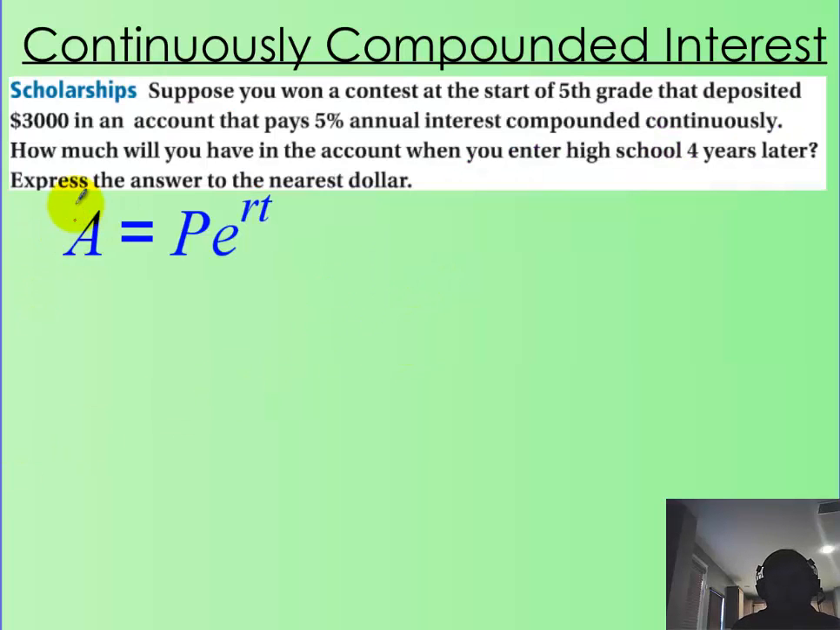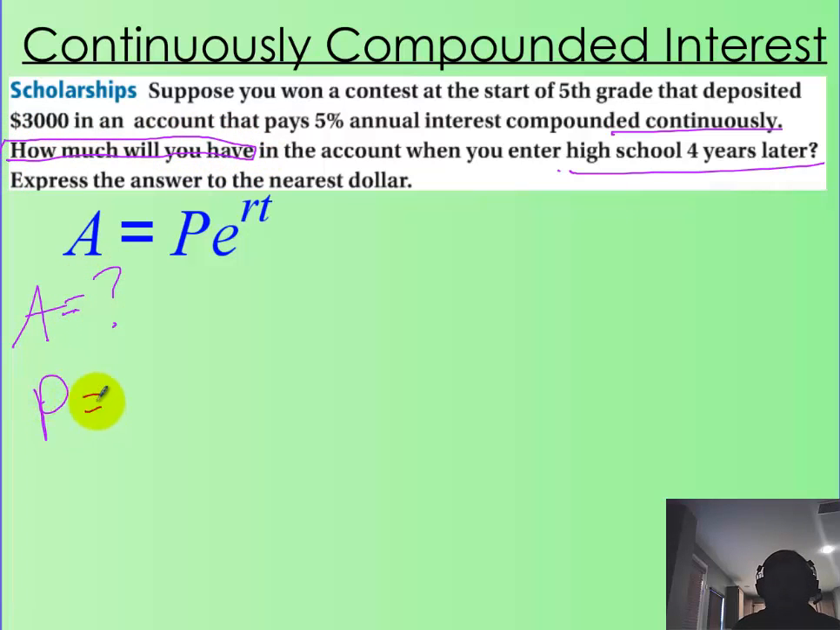Try that problem out. Continuously compounded interest. Suppose you won a contest at the start of 5th grade that deposited $3,000 in an account that pays 5% annual interest compounded continuously. How much will you have in the account when you enter high school 4 years later? Express the answer to the nearest dollar. So how much you will have in your account at the end, that's what we want to find out. So A is what we're trying to find.